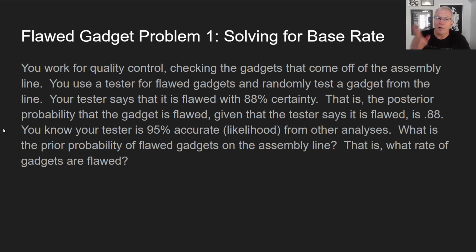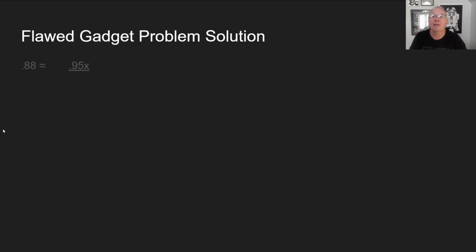So part of this is just recognizing what's being asked for. This problem gives us the posterior probability, it gives us the likelihood, and then it asks us to determine the prior. And it's very important to recognize that that's what's being asked for, which means we set it up like this. So here's our numbers. The posterior is 0.88. The accuracy of our test is 0.95. And we're trying to figure out the prior or the base rate, which is x in my equation up here.